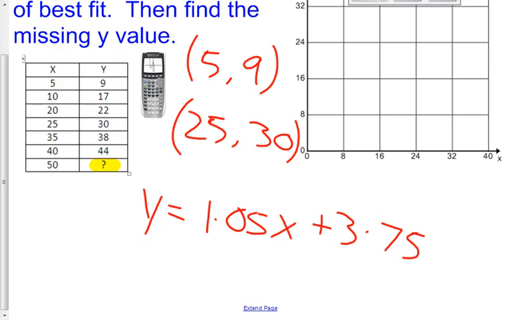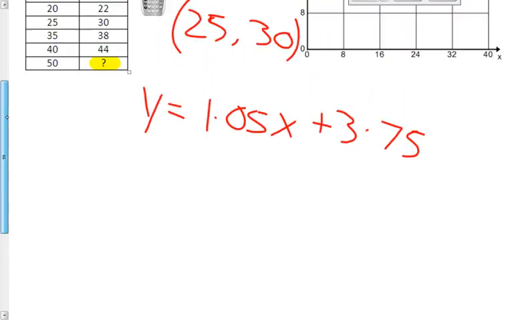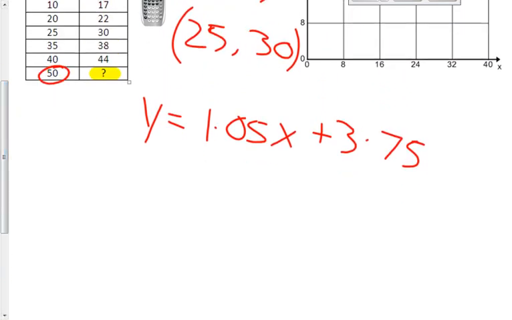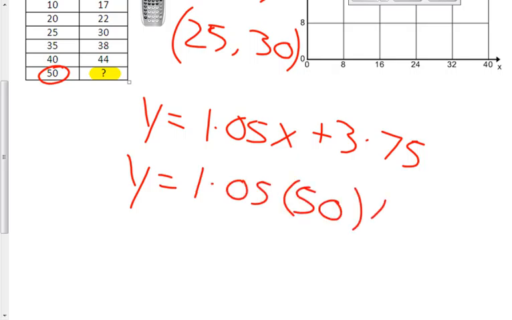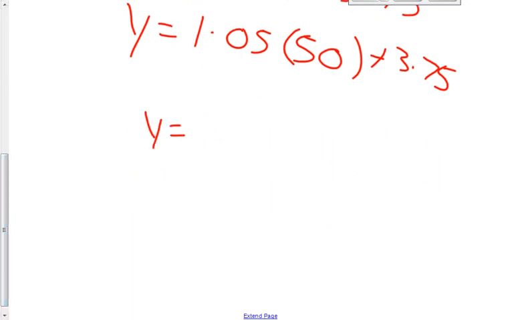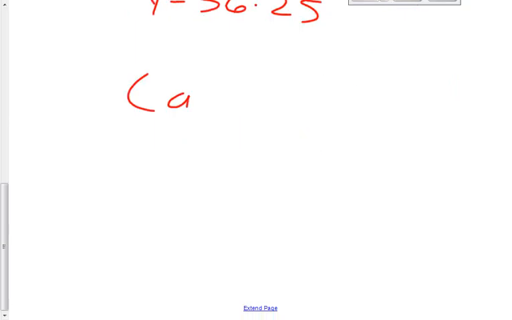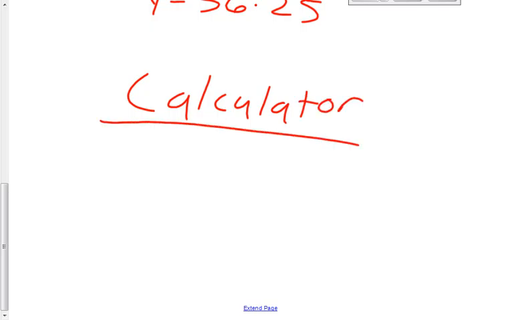So then, doing that, we want to make the prediction for 50 in our x-coordinate. So y equals 1.05 times the x-coordinate of 50, then add 3.75. So our prediction when x is 50, y is going to be 56.25. y equals 56.25. All right. You may not have gotten exactly that, but hopefully it was close. Now, when I do the work on the calculator, you should get exactly what I get.